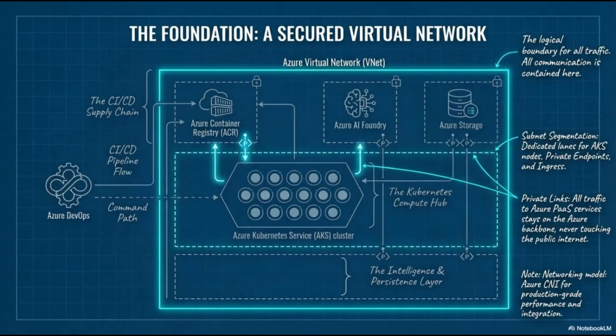At the heart of this architecture lies the Azure Kubernetes Service Cluster, which we refer to as the Kubernetes Compute Hub. To maintain high security standards, we utilize subnet segmentation. This provides dedicated lanes for AKS nodes, private endpoints, and ingress traffic, preventing overlap and enhancing control. Above the Compute Hub, we have the intelligence and persistence layer. This includes Azure AI Foundry for our intelligent workloads and Azure Storage for data persistence. Crucially, all traffic between these PaaS services and our Compute Hub travels over private links. This means communication stays entirely on the Azure backbone and never touches the public internet.